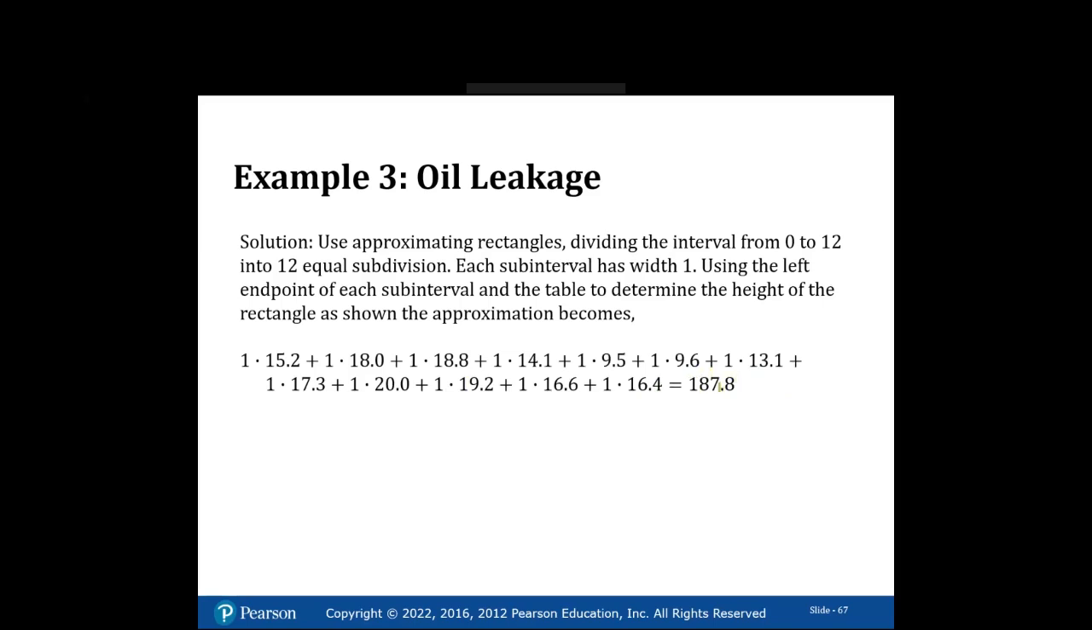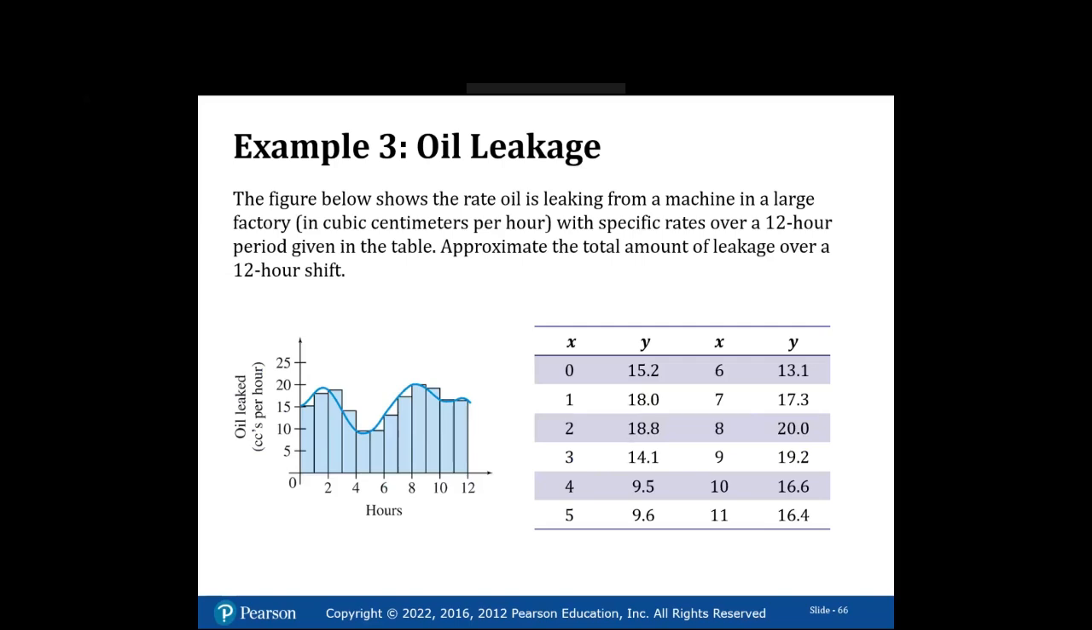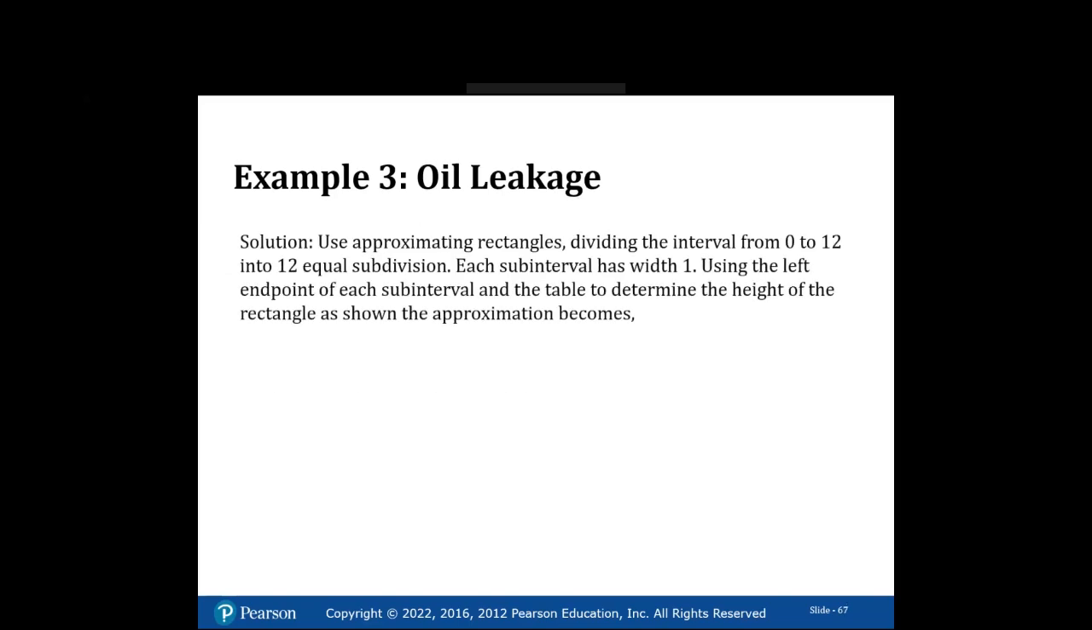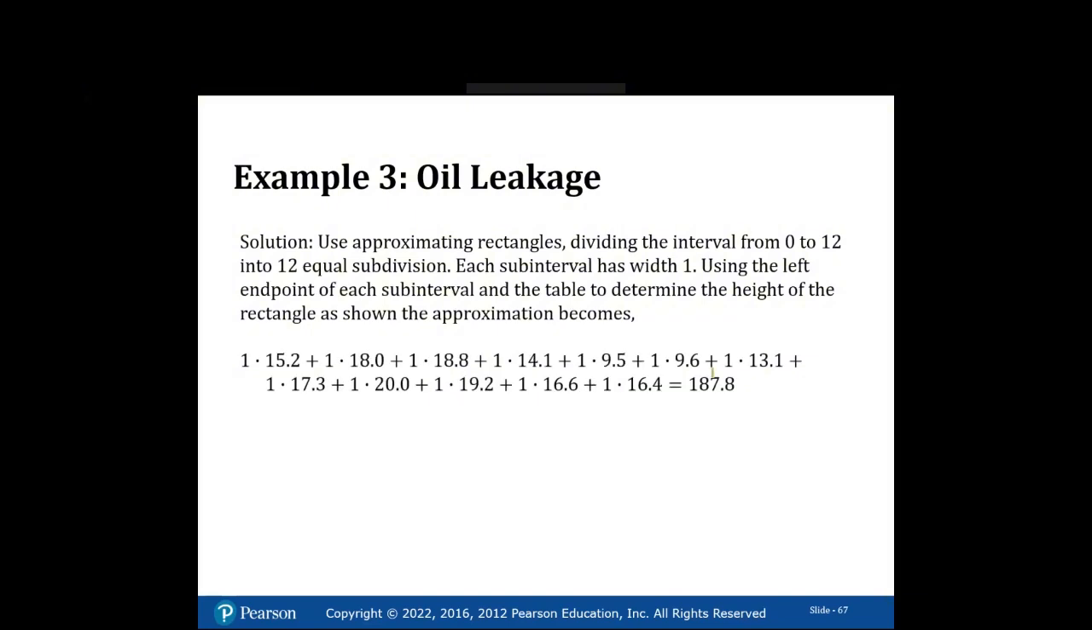total volume that was leaked out of that oil machine. And it was cubic centimeters per hour. So that's how many cc's of oil that leaked out, approximated. So approximately 187.8 cubic centimeters of oil leaked out during this time.